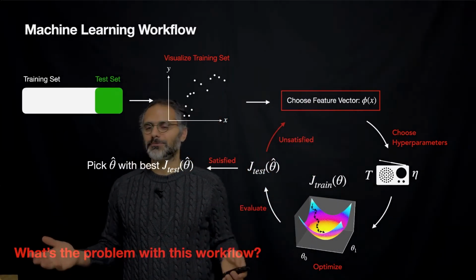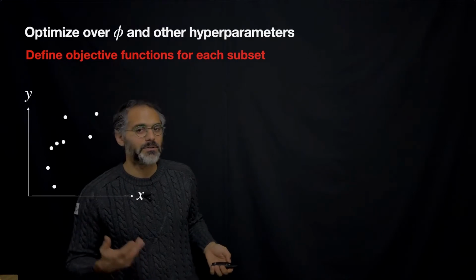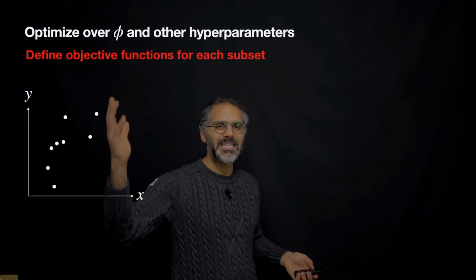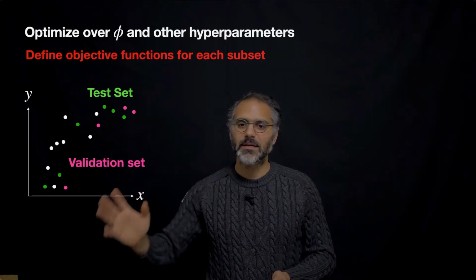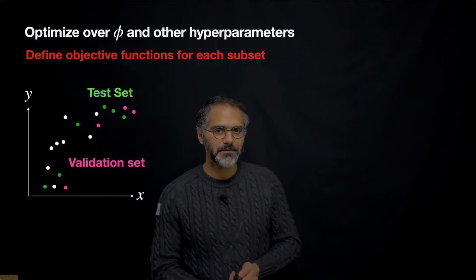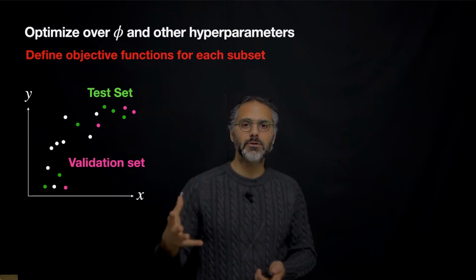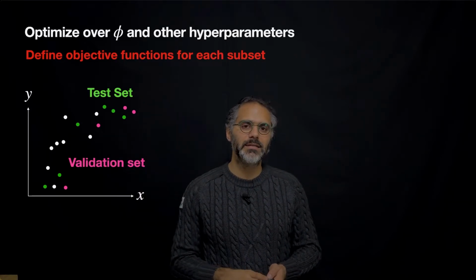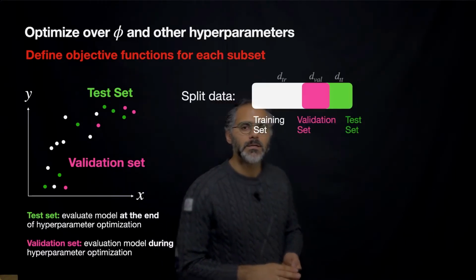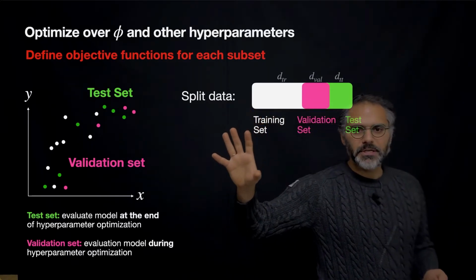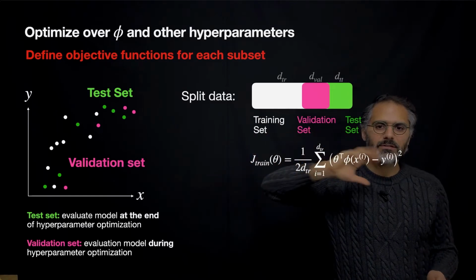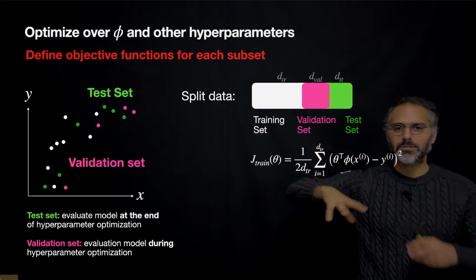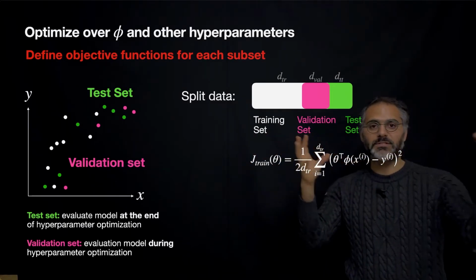So what's the solution? Well, we split the data even more. We have a test set, and now we also have a validation set. We will use the validation set in the loop and keep the test set until the end. So we split the data into three: training set, validation set, and test set, and then we define the loss function for all of them. It's the same, just over different parts of the data set.